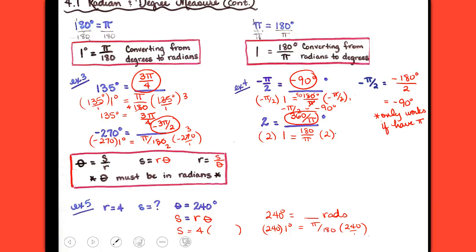180 and 240, each divisible by 60. So 180 divided by 60 is 3. 240 divided by 60 is 4. So I'll have 4 times pi in my numerator and 3 times 1 in my denominator. So 240 in degrees is 4 pi over 3 in radians. So we'll come over here and replace theta with 4 pi over 3.